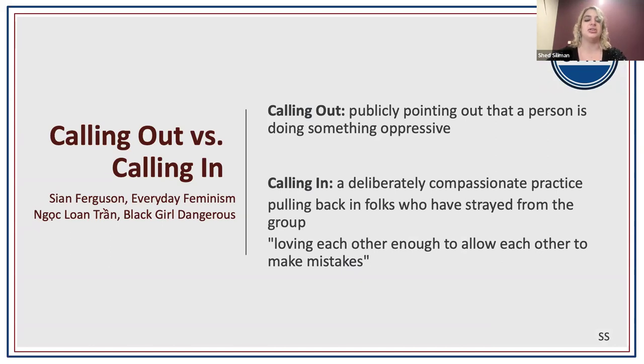What we want to instead encourage is calling in, a deliberately compassionate practice of pulling folks back in who have strayed from the group. And it starts from a positive assumption that people want to do well, they want to treat each other well, and they want to learn. Another way to put this is loving each other enough to allow each other to make mistakes. Calling in as a concept, and especially as a pedagogical strategy, has a lot to owe to women of color feminisms. And we've listed some authors who we really like discussing calling in on the side there. We encourage you to read more from them if you would like to.